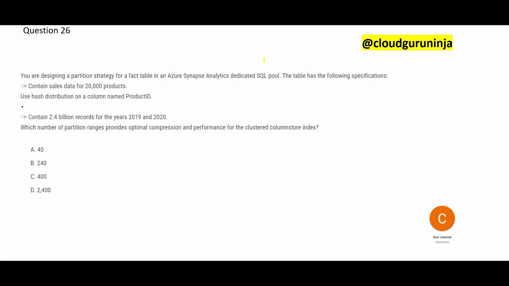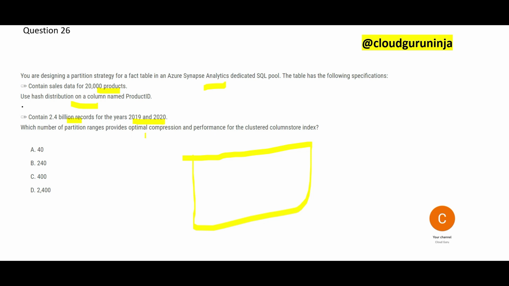You are designing a partition strategy for a fact table. So you have a big fact table, and you are deciding how to partition this. This is about Synapse. Many questions will be on Synapse Analytics. You have a table with the following specifications. It has 20,000 products and it is using a hash partition. It contains 2.4 billion records. Massive. Just for 2 years, it has this many records. That means the company is very profitable, because it is making that kind of sales on these 20,000 products.